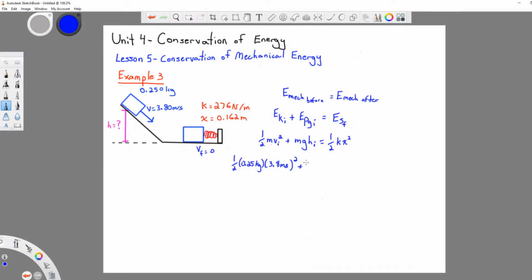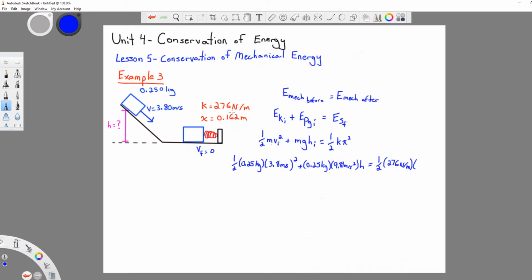Plus, again, mass, so 0.25 kilos times gravity, 9.81 meters per second squared, times height. Well, we don't know height, so I'm just going to leave h here. That's what we're looking for. Don't lose that. Is equal to 1/2 times k, so that's 276 newtons per meter, times our x value squared.